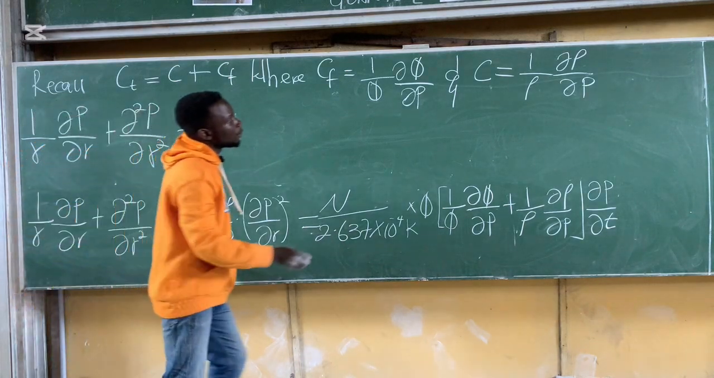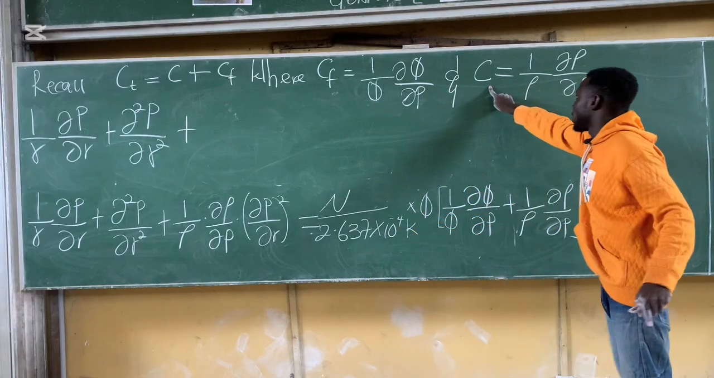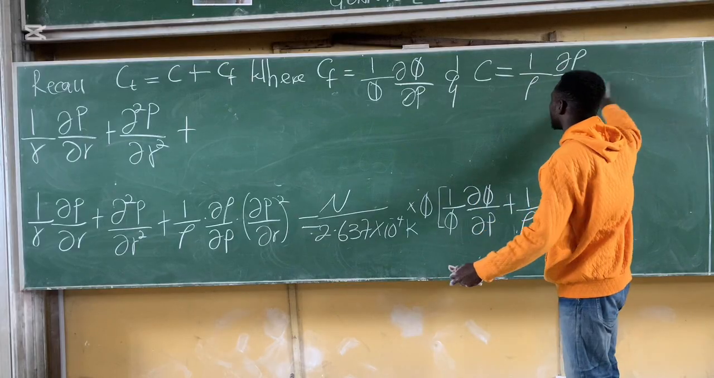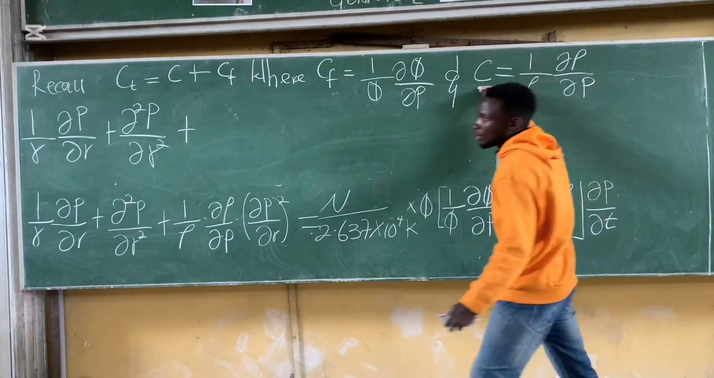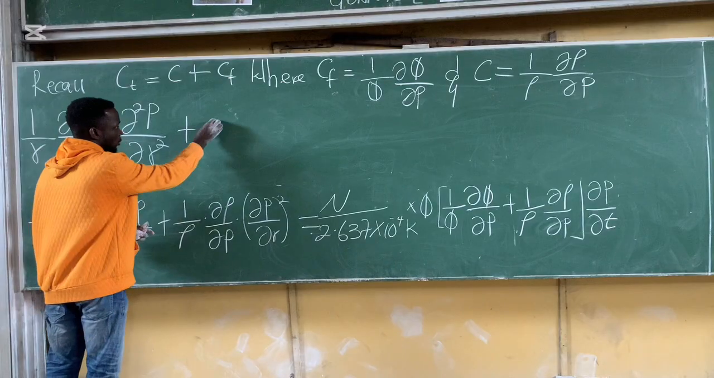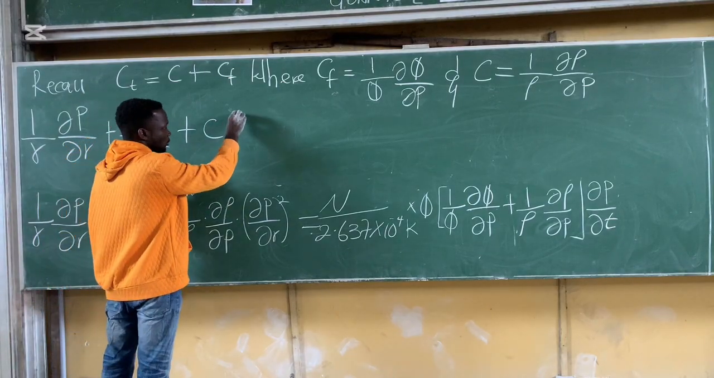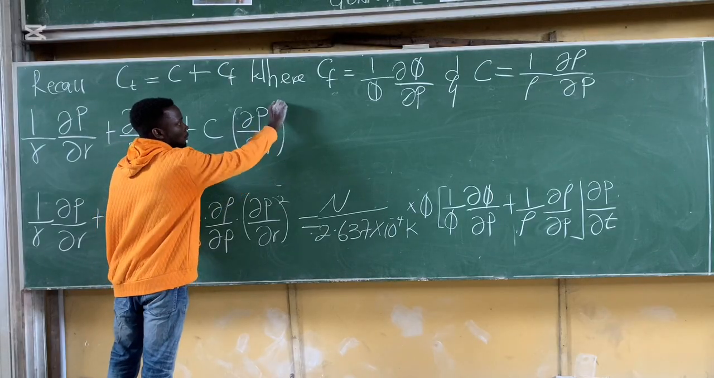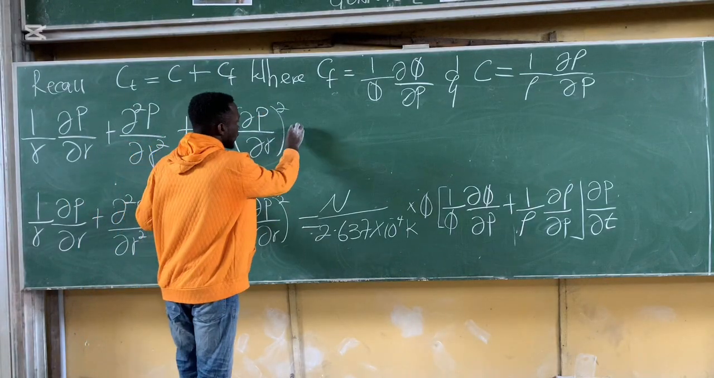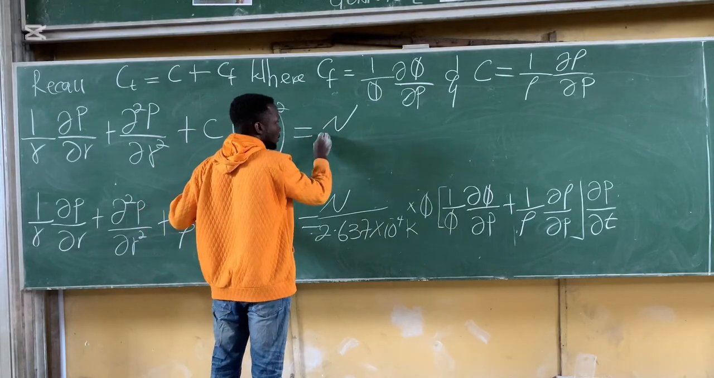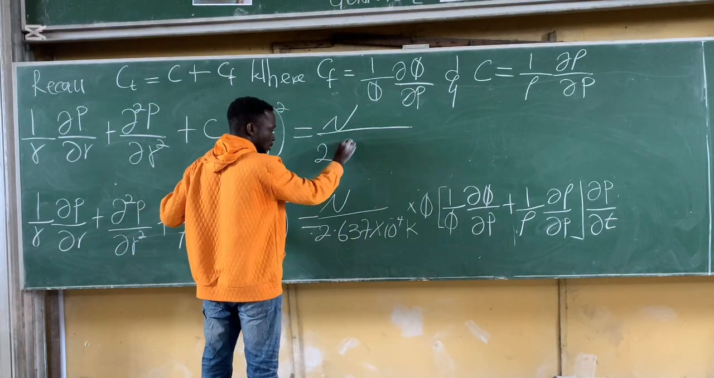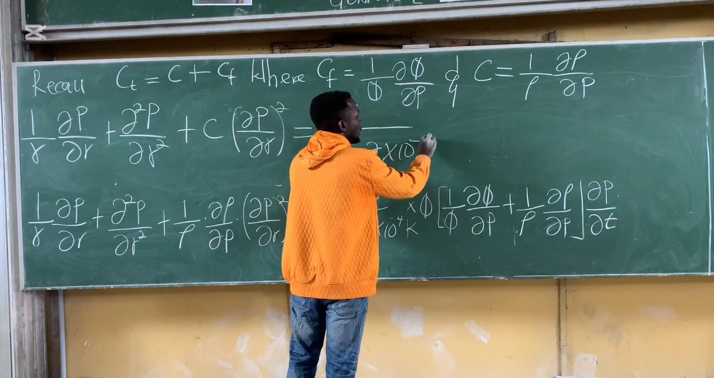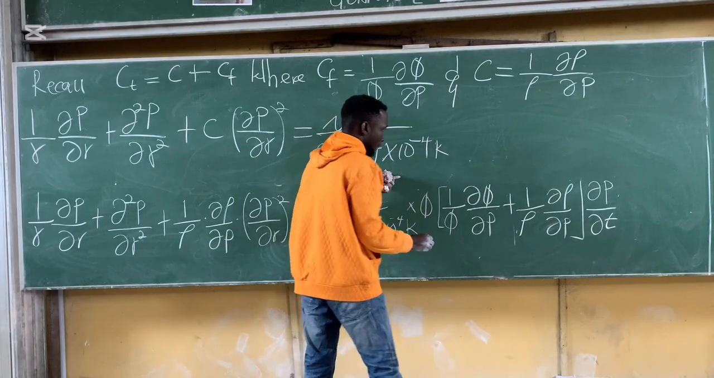The dρ/dp, which is the same thing as what? C here. So since we have 1 over ρ dρ/dp, instead of writing this whole equation, you can simply write what? C. If we do that, this will give us C times what? dp/dt all over the r square. This will be equal to mu divided by 2.637 times 10 raised to the power of minus 4 k.